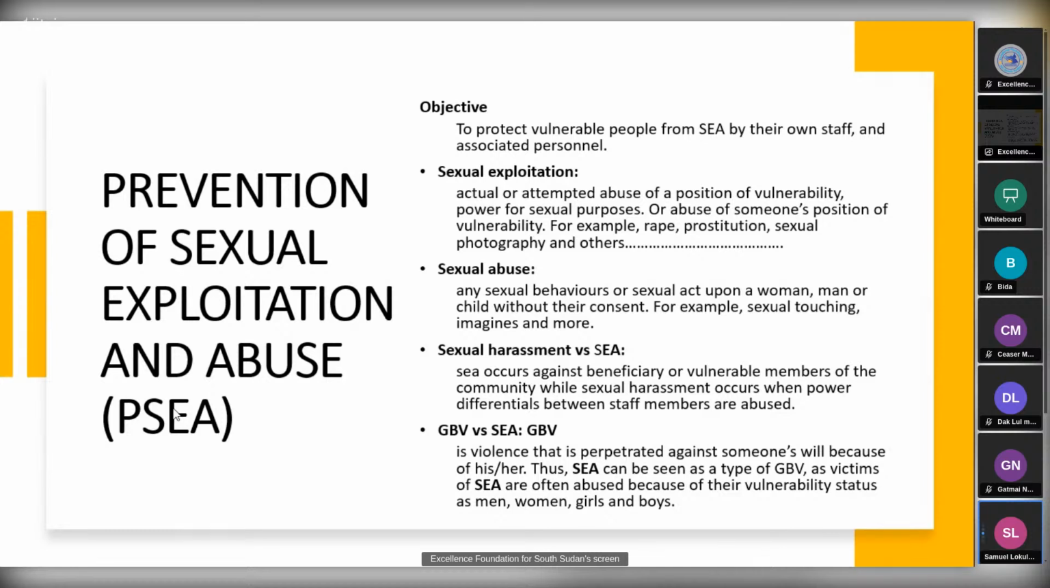GBV is a violation perpetrated against someone's will because of, maybe, their age, their sex, and so on, because the major definition says without the person's will. SEA can be seen as another type of gender-based violence, but it abuses mostly the vulnerable. Gender-based violence affects everyone, whether man, woman, boy or girl. But here, in exchange for the vulnerability of that person, he says, because you're unable to do this, once you accept me, I will provide for you these services.